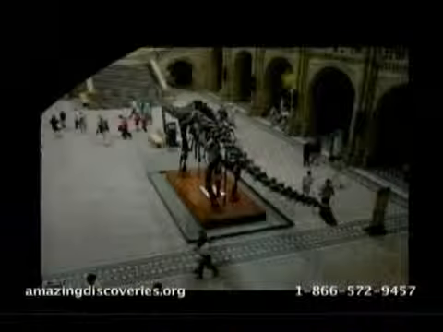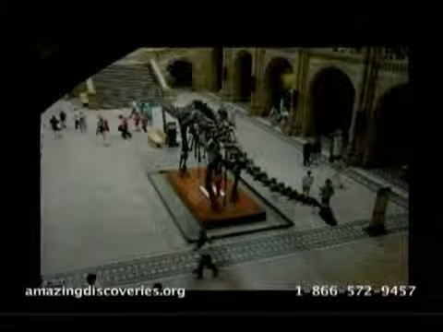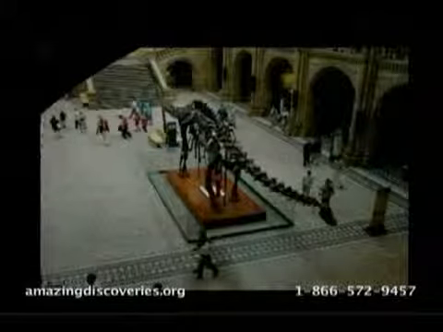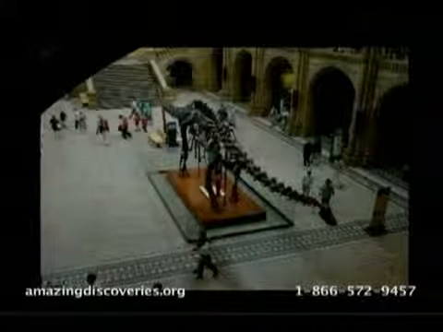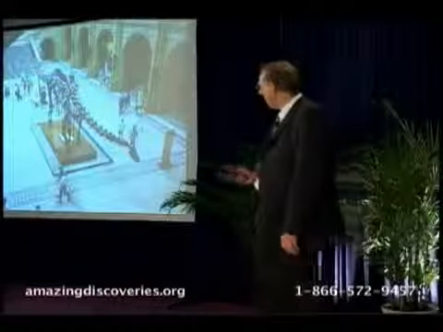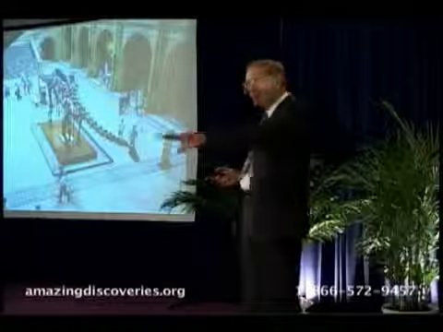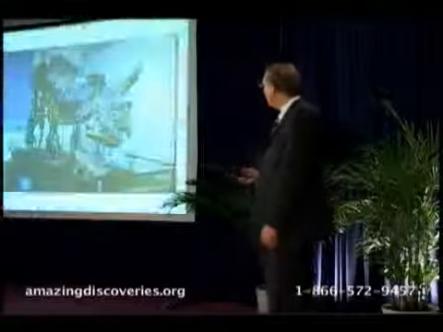Here is one of them on display in the Museum of Natural History in London. You can see by the scale of things, I mean, these things were huge. This creature was probably a swamp creature, walking in swamps and feeding off the swamps.